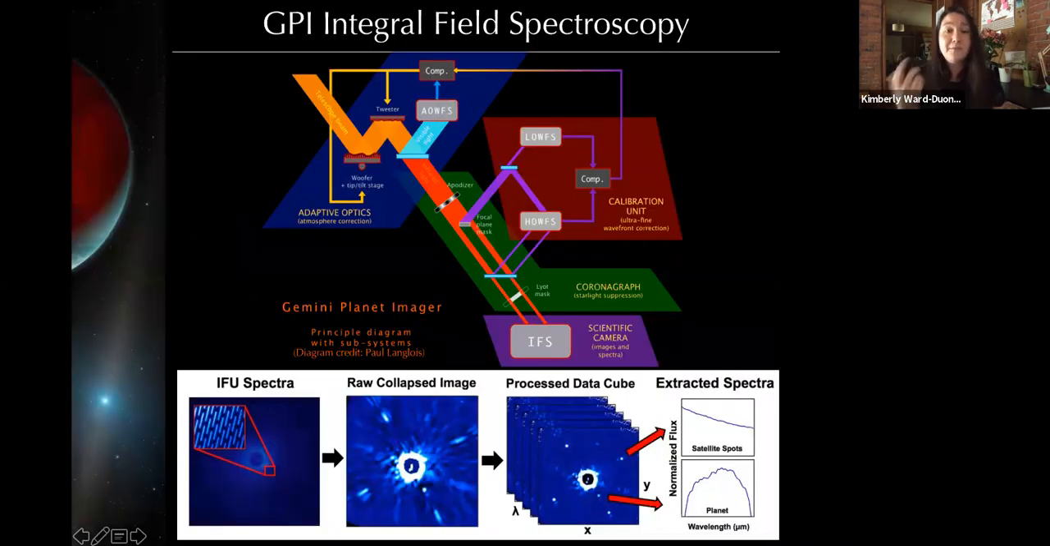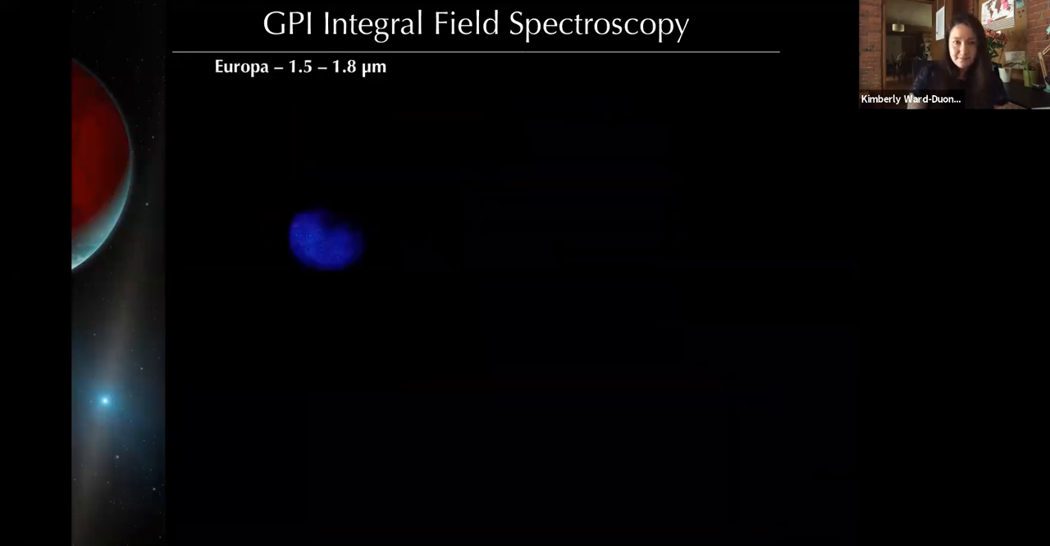And one of the beauties of using GPI is that GPI is an integral field spectrograph. And so the data products that we get are actually an image that has 37,000 tiny spectra on it, which we then collapse, are able to process into a data cube where the central starlight is blocked, but we are able to see the spectrum of the planet through the data cube from the IFS.